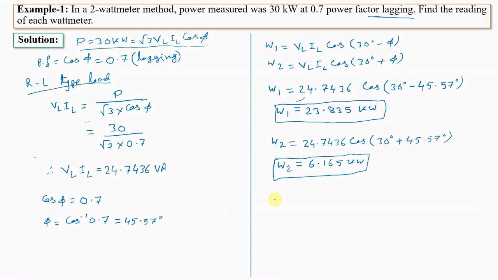To verify the answer, if we add W1 plus W2, that means 23.835 plus 6.165, then the value will again be 30 kilowatt. That is the total power of the three-phase circuit that is given in the question. So these are the readings of the 2 wattmeters.